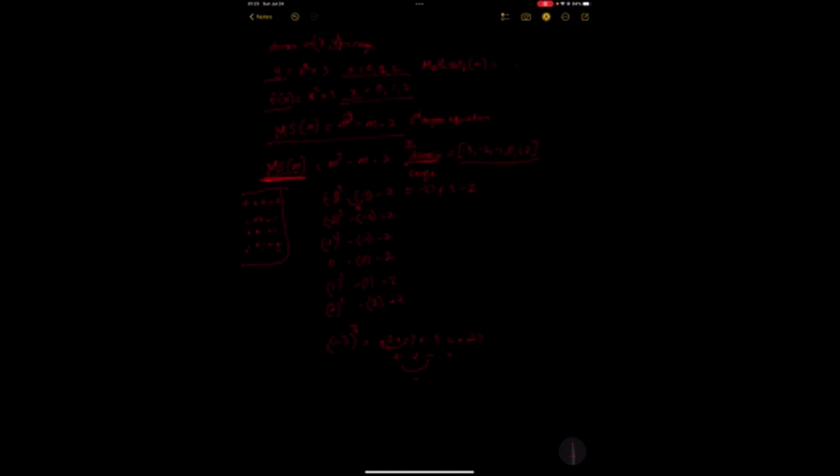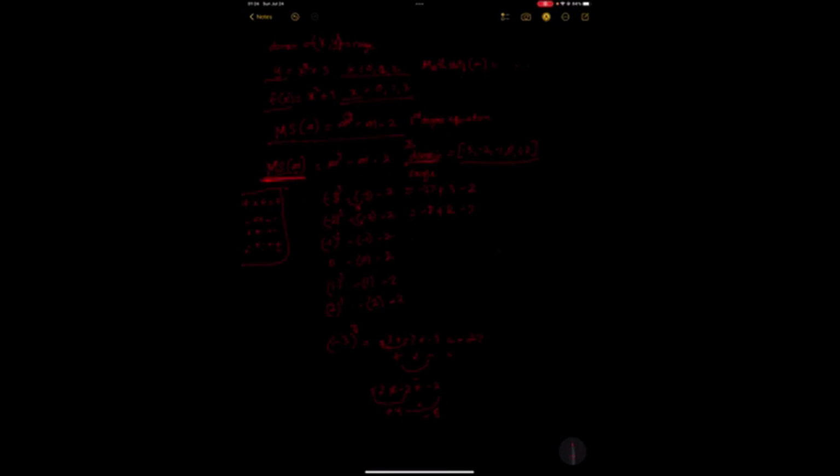And here again, we have a negative 2 to the power of 3. So that would be negative 2 times negative 2 times negative 2. Negative 2 times negative 2 is positive 4. Positive 4 times negative 2 is negative 8. So that's negative 8. Minus times minus is positive, so that's positive 2 minus 2.